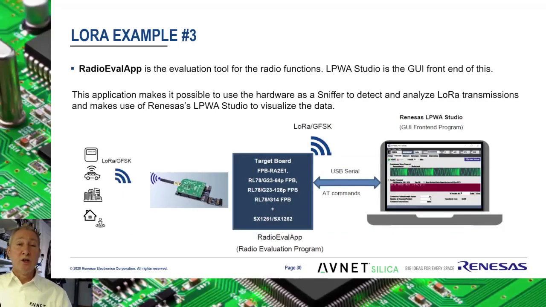The third LoRa example is a radio evaluation app, making use of the RA2E board with the SX1261 LoRa transceiver connected through a USB UART to a PC to sniff air traffic for LoRa packets and display them on the LPWA Studio application.